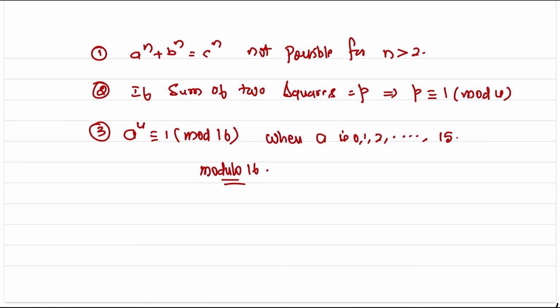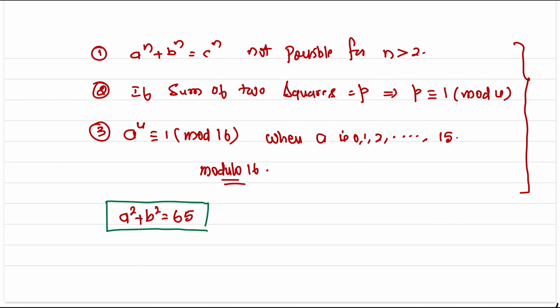That means these are the principles on which we relied for the solution, and we got a unique solution, that a square plus b square is equal to 65. This is our solution for a to the power of 4 plus b to the power of 4 is equal to 2657, where 2657 is a prime number and it is representable as sum of squares.